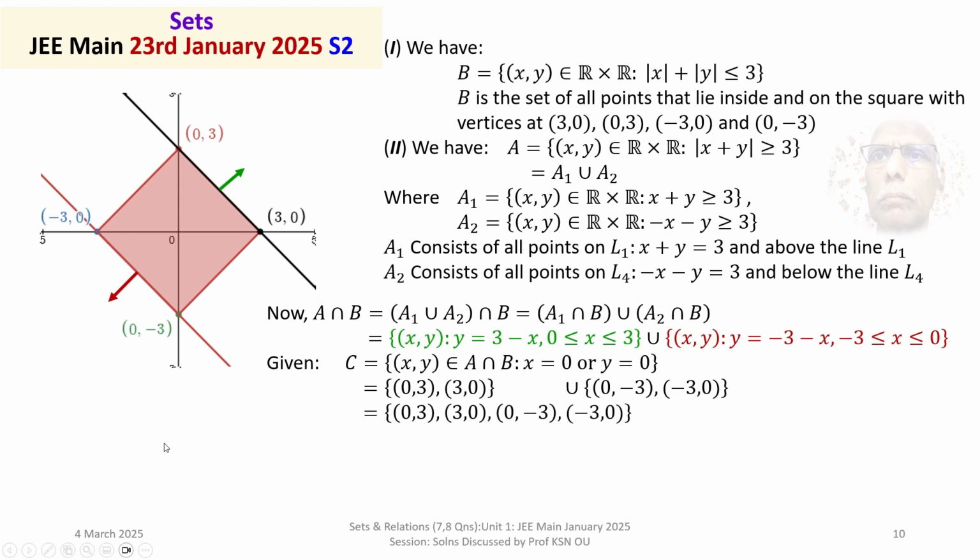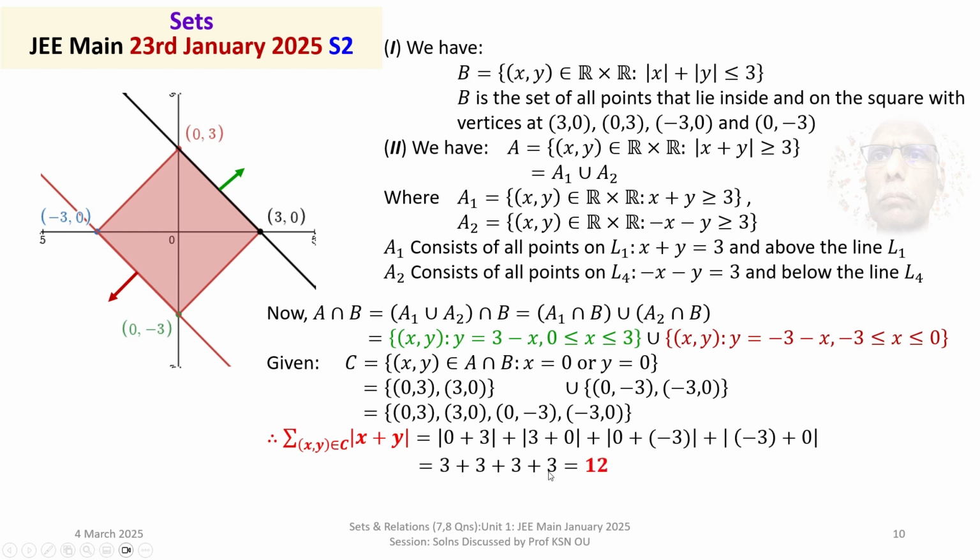C is the set of all those ordered pairs 0, 3, 3, 0, minus 3, 0, 0, minus 3. So now you have to find sigma mod of x plus y, where the sigma runs on those ordered pairs x, y which belong to C. That is mod of 0 plus 3 plus mod of 3 plus 0 plus mod of 0 plus minus 3 plus mod of minus 3 plus 0. That is 3 plus 3 plus 3 plus 3, 4 times, that is 12.